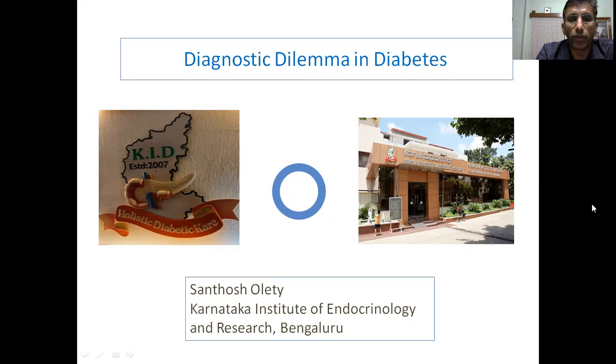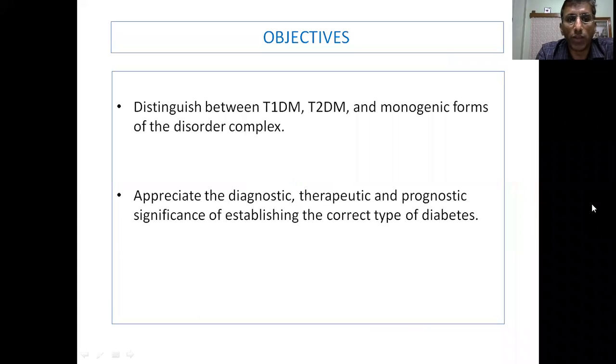The title of my talk is Diagnostic Dilemma in Diabetes. So in the next 20 minutes, I'll be discussing distinguishing features between type 1, type 2, and monogenic forms of diabetes disorder complex. I would like to do this by taking you through a series of case scenarios. While doing so, we'll try to understand the significance of establishing the correct type of diabetes and appreciate the diagnostic, therapeutic, and prognostic implications of this.